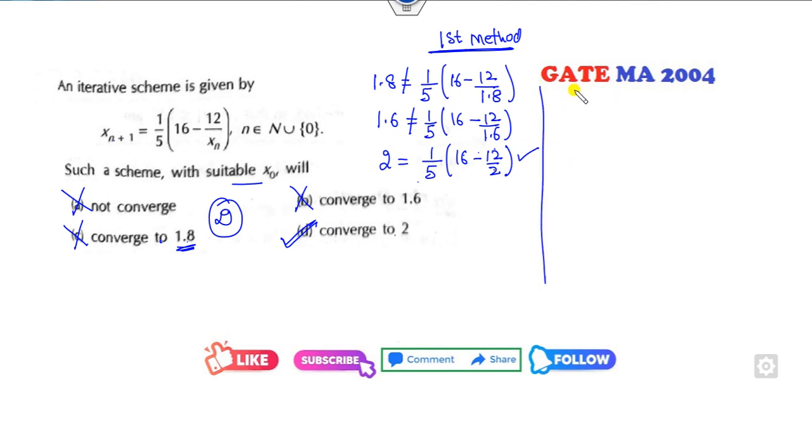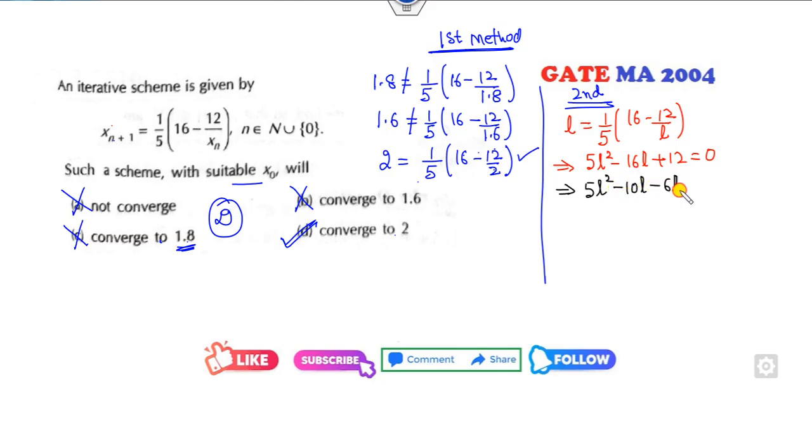Second method. How can you define the second method? I can take the limit. So this value I can take as L. So it is 1 over 5 times 16 minus 12 over L. I can simplify this: 5L square minus 16L plus 12 is 0. So 5L square minus 10L minus 6L plus 12 is 0. So the factors are 5L minus 6 and L minus 2 is 0. So the roots are 6 over 5 and 2.